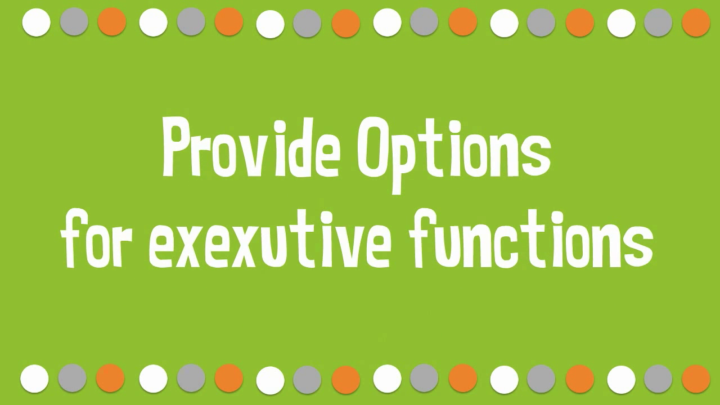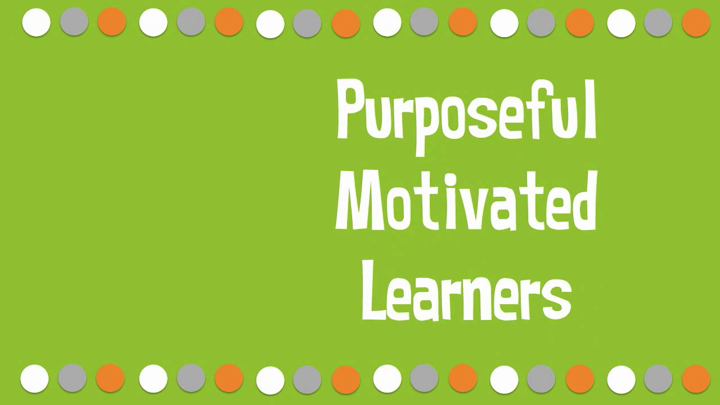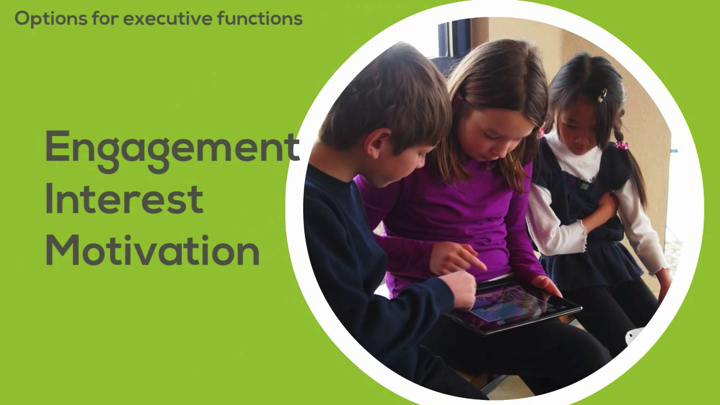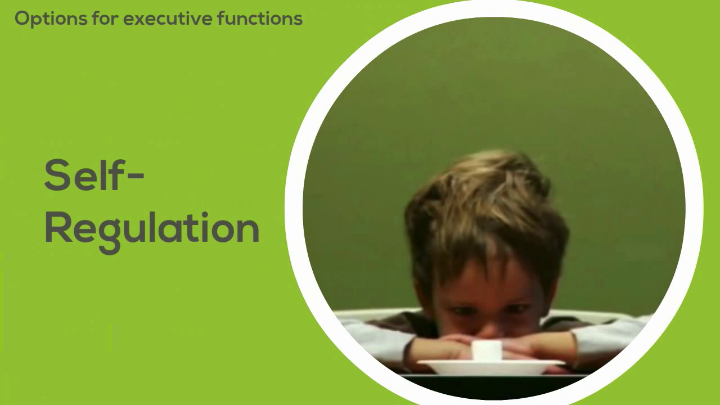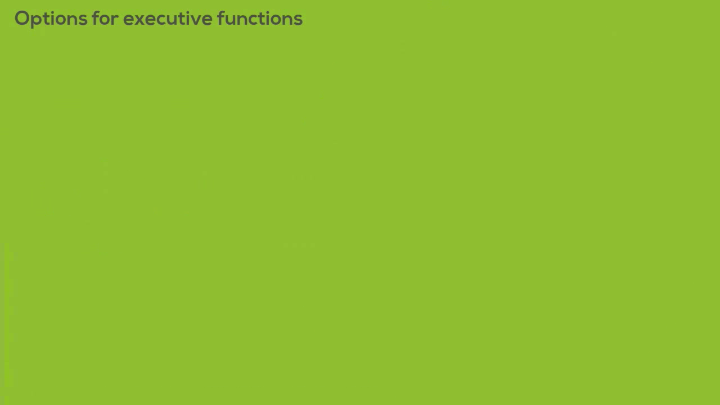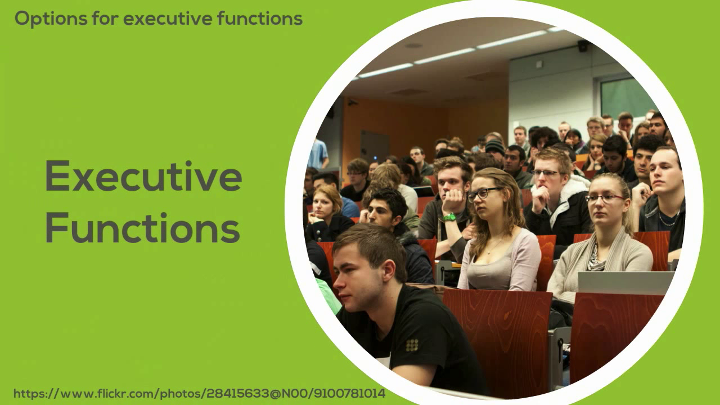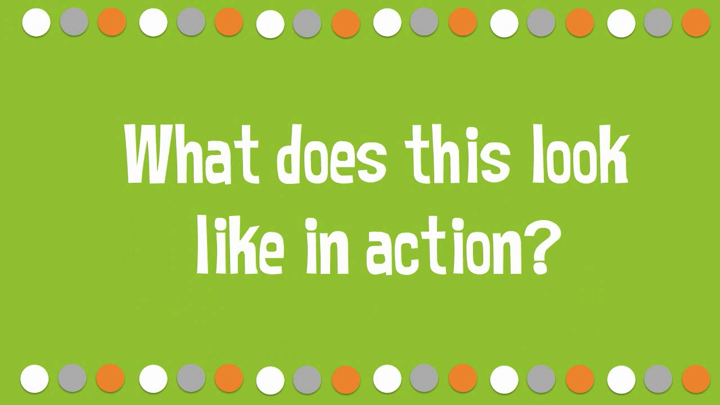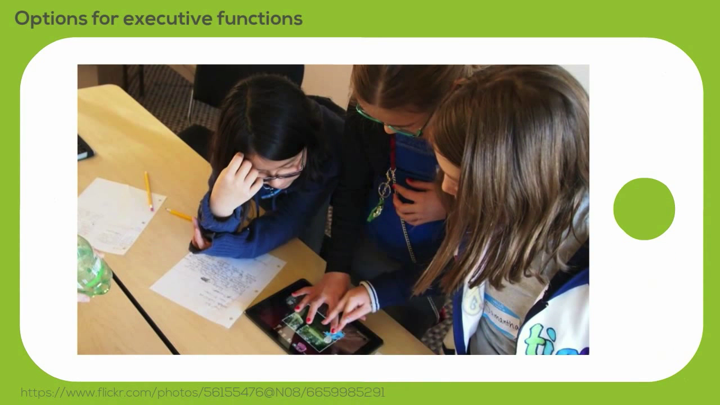Provide options for executive functions. Think back to the UDL principle of engagement. Engagement, interest, and motivation relate closely to learners' executive functions as they develop self-regulation and build sustained effort and persistence. Executive functions are intertwined with virtually every classroom task. Helping students to be personally aware and metacognitive of these functions is important in universal design for learning. What does this look like in action? Helping students set achievable goals to guide their work is a daily task.